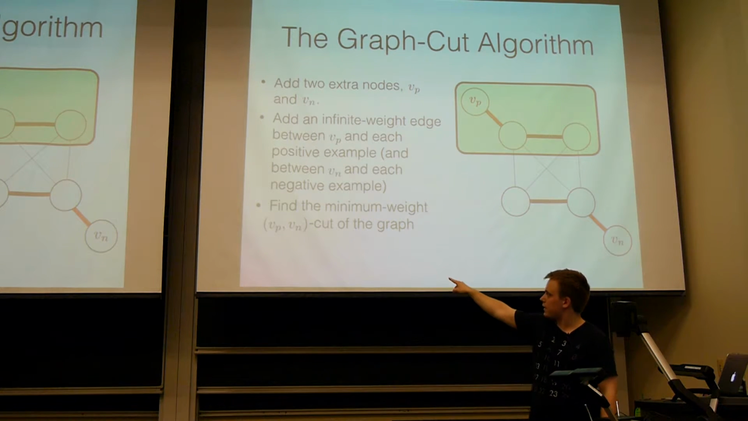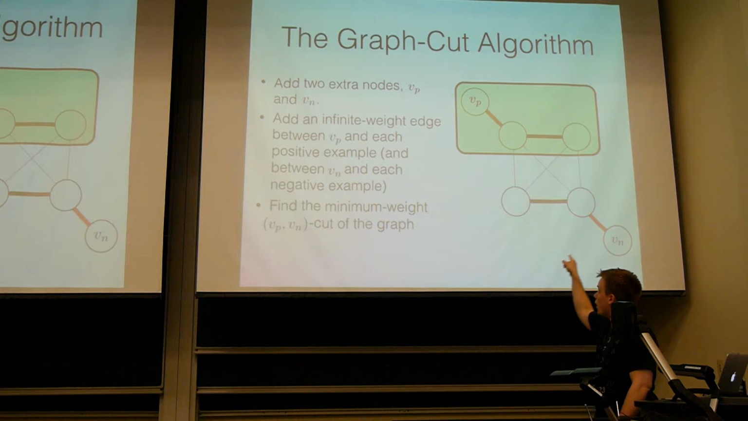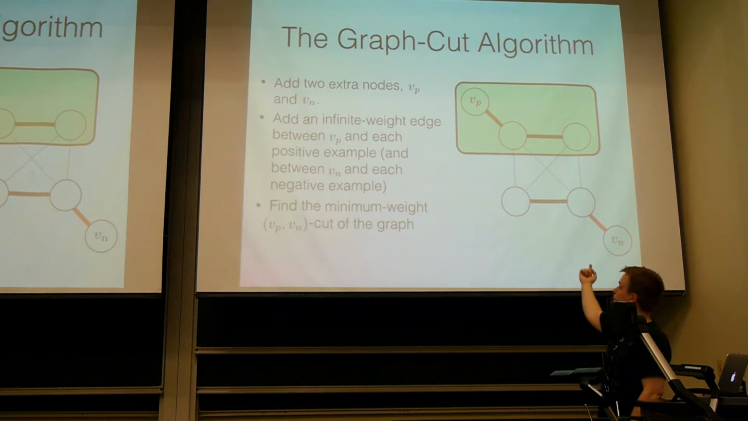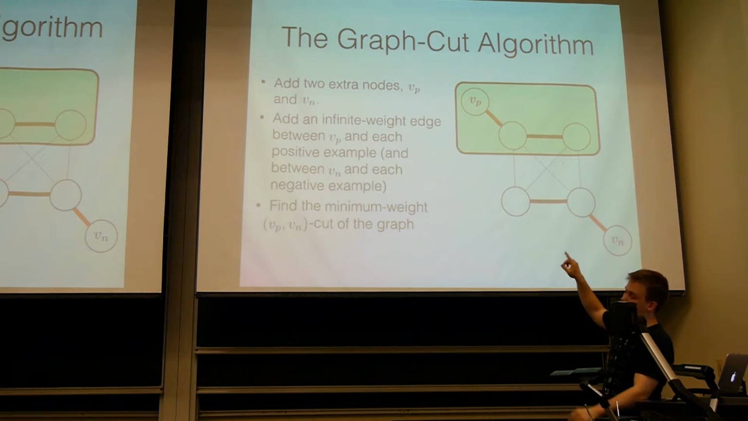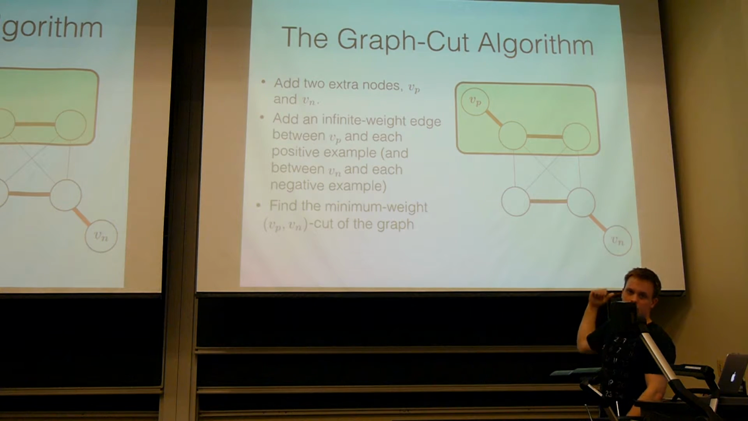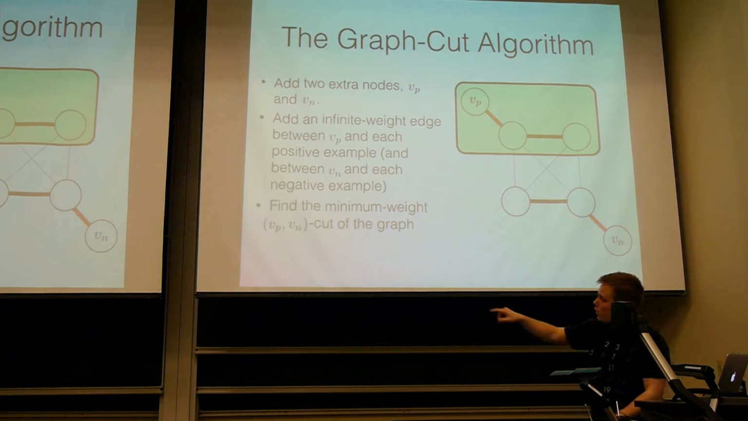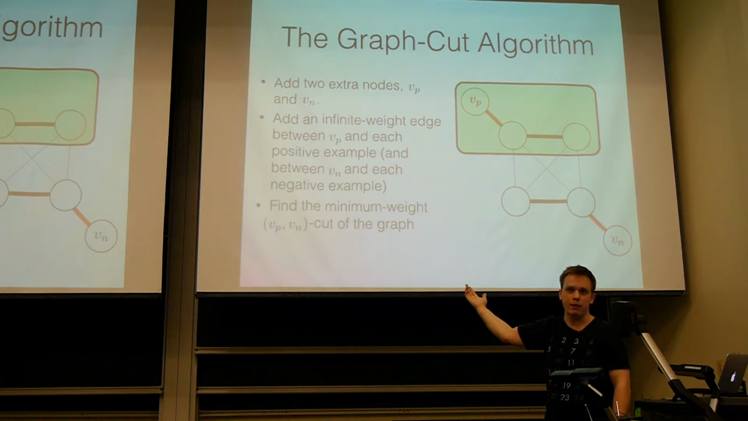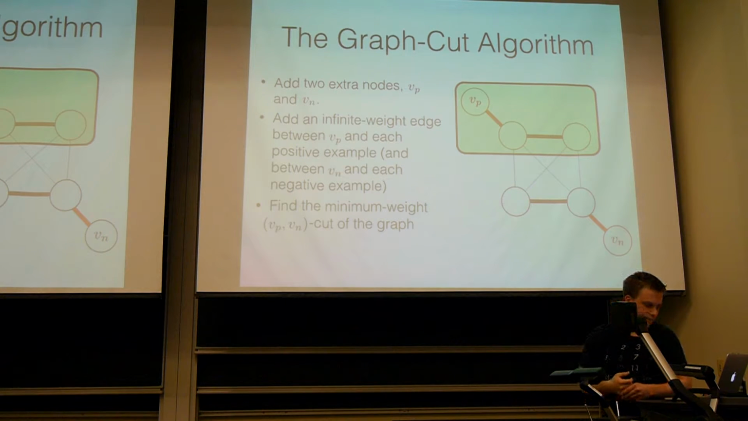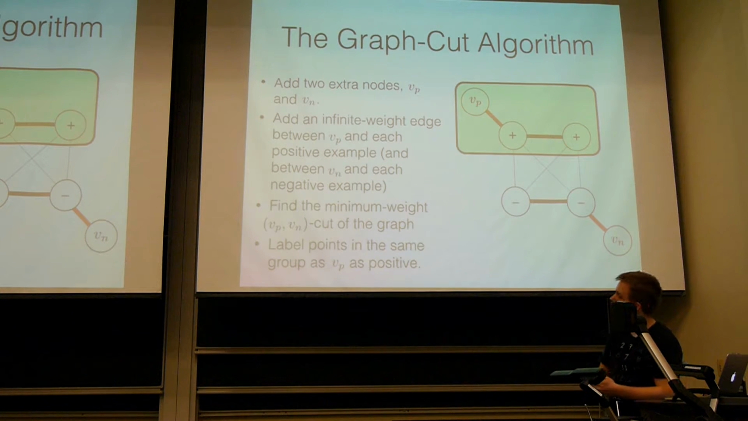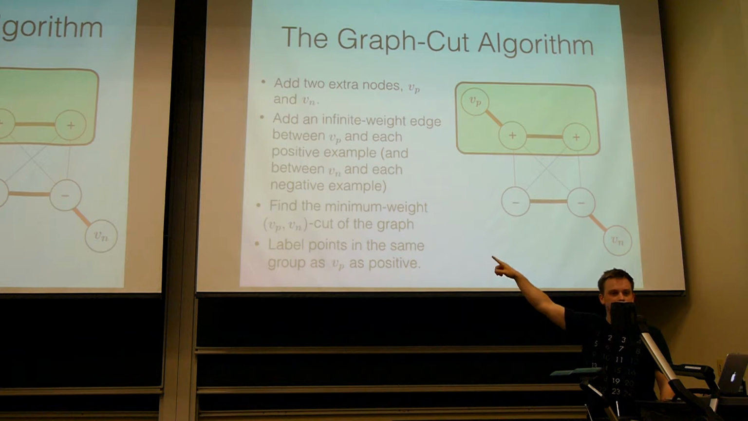We can unpack what that means really quickly. A VP Vn cut is one where one group of nodes contains VP and the other group of nodes contains Vn. So you could think of that as assigning some subset of the nodes to be positive and some subset to be negative. We'll know which is which based on which contains VP and which one doesn't. Of all the VP Vn cuts, because there are going to be many of them, we want to find the one that has the minimum weight. This is exactly what you suggested. And once you have that, we'll mark all the nodes in the same group as VP as positive and all the nodes in the other group as negative.